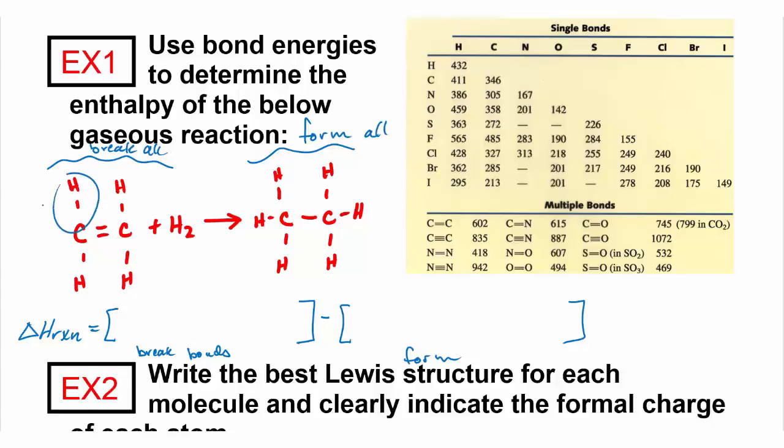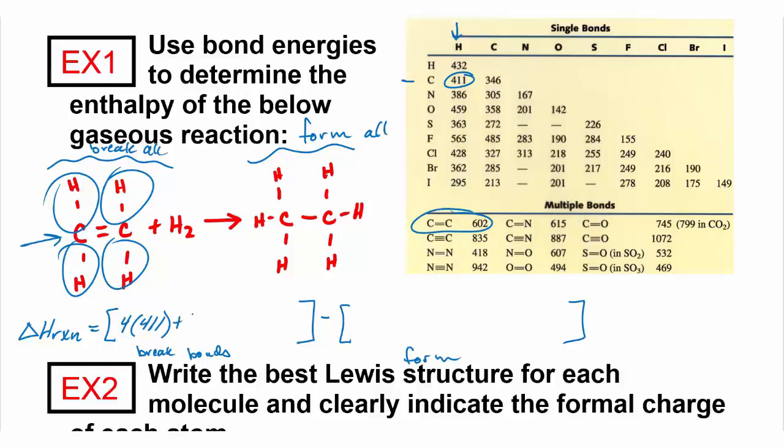Well, I have 1, 2, 3, 4 carbon-hydrogen bonds. So a carbon-hydrogen bond is 411. And I'm going to break that carbon double bond, that's 602. And I need to break this hydrogen bond, HH. That's 432.